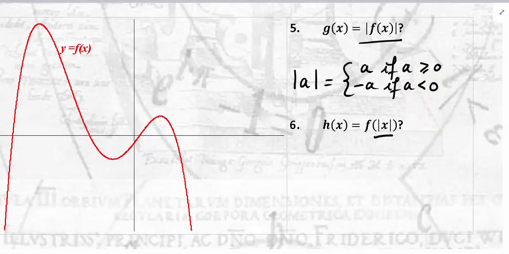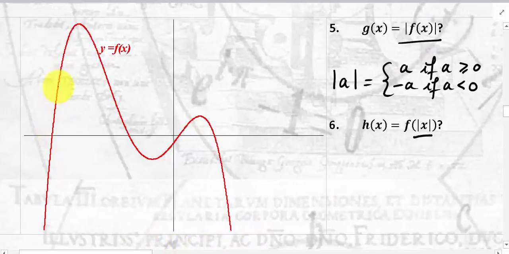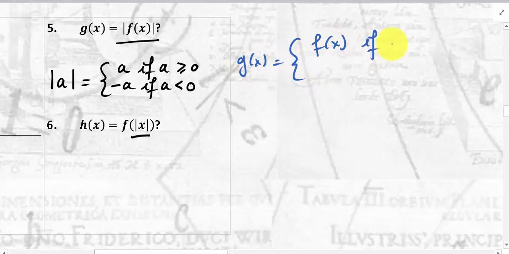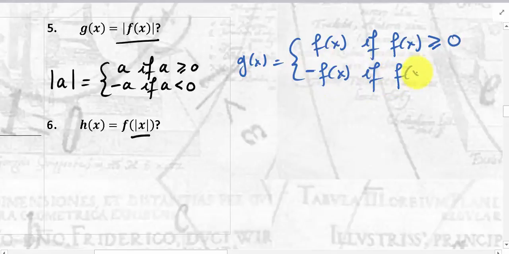So how can that help me? Well, if f of x is positive, the absolute value is just itself, right? So where is f of x positive? F of x is positive right here, and f of x is positive right here. So g of x is going to be equal to f of x. Here, let me write it here. So g of x is equal to f of x if f of x is positive, right? Because g of x is the absolute value of f of x. And the opposite of f of x if f of x is negative.